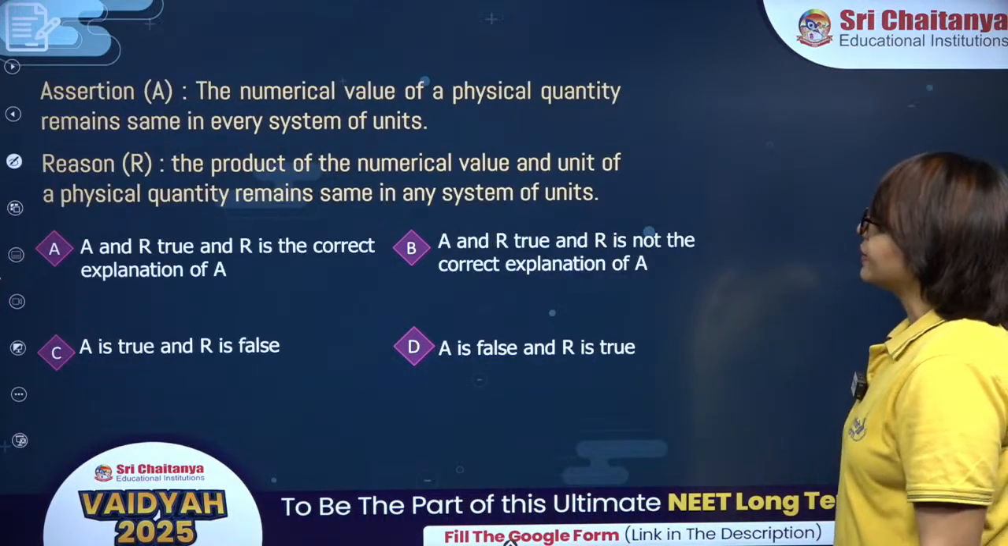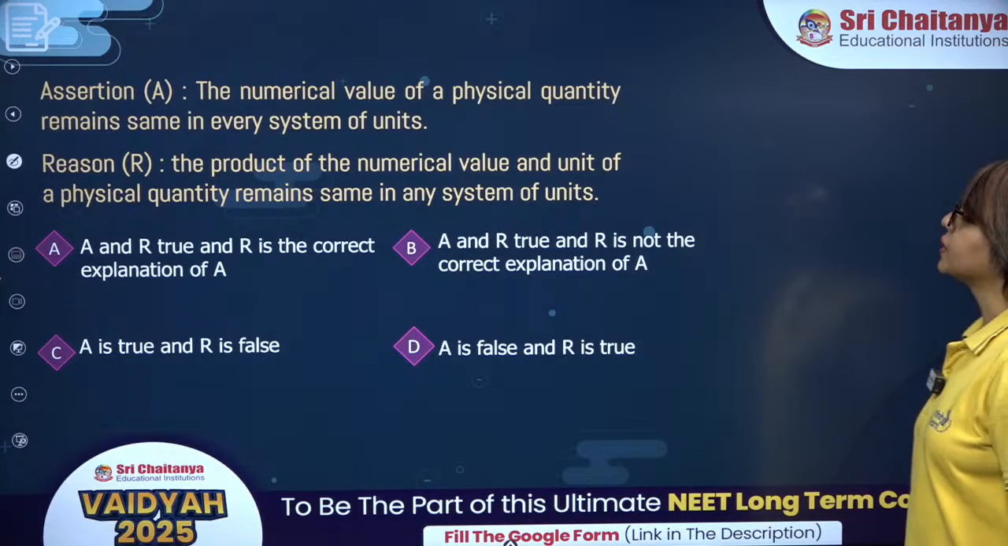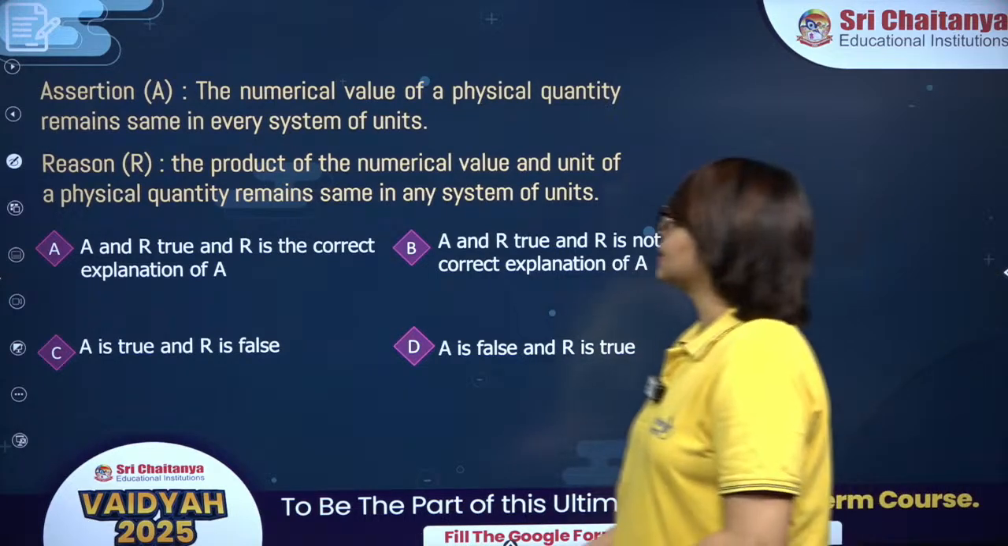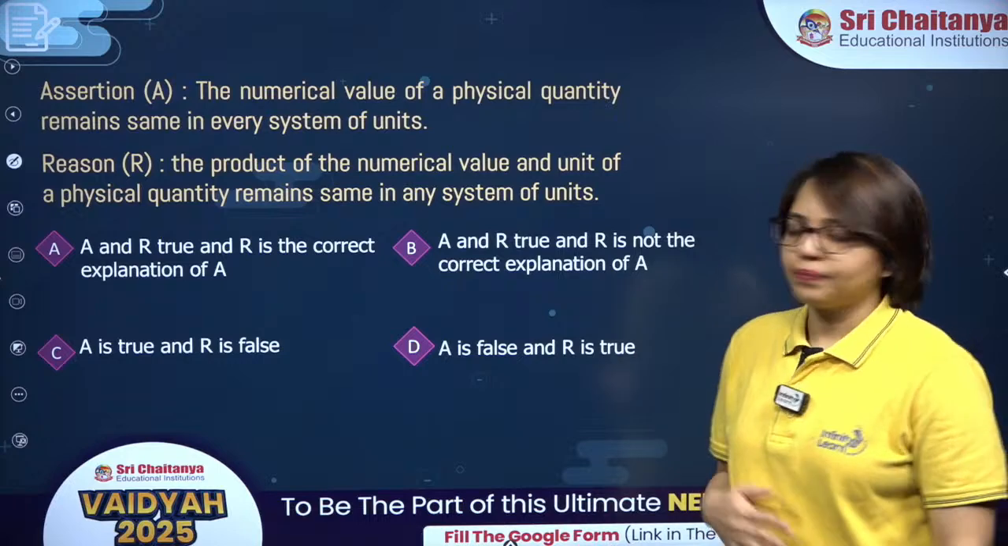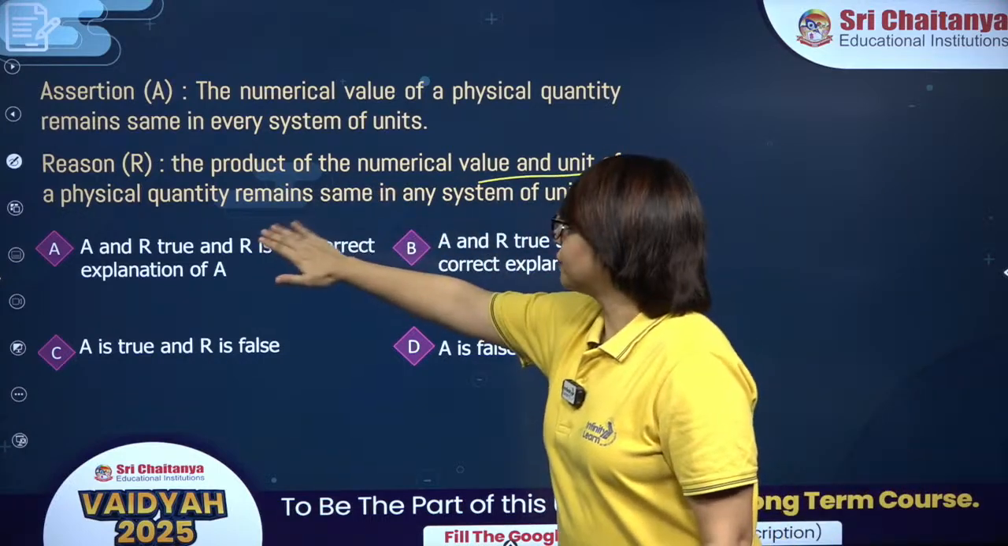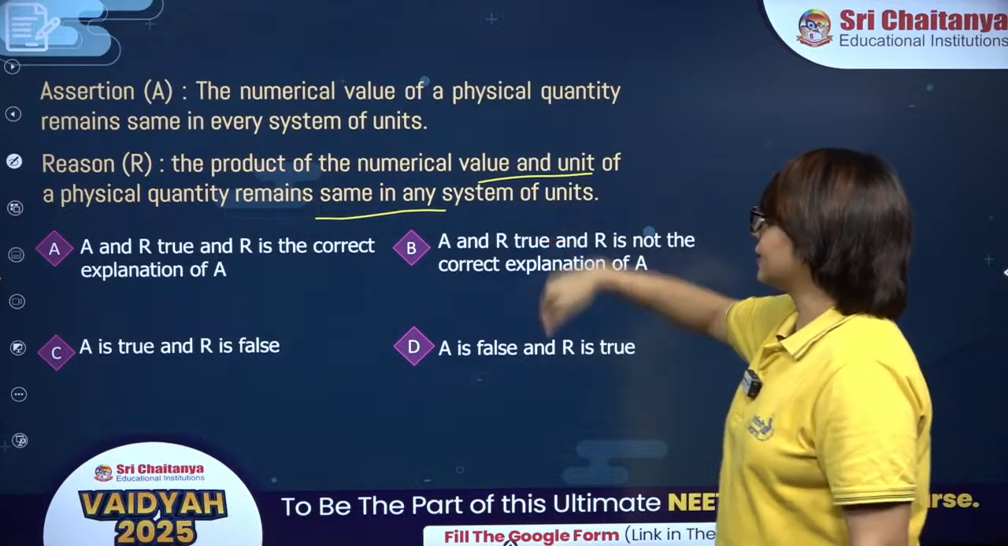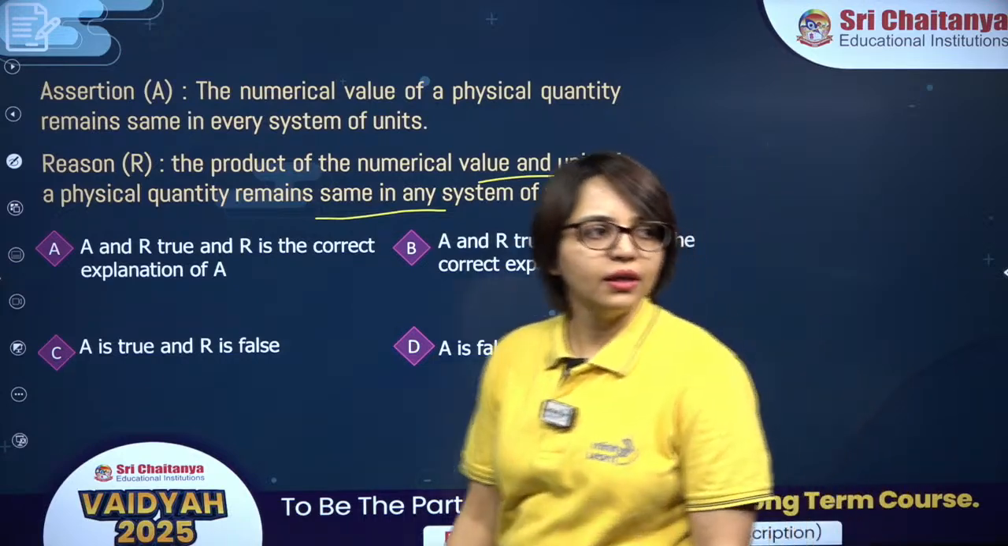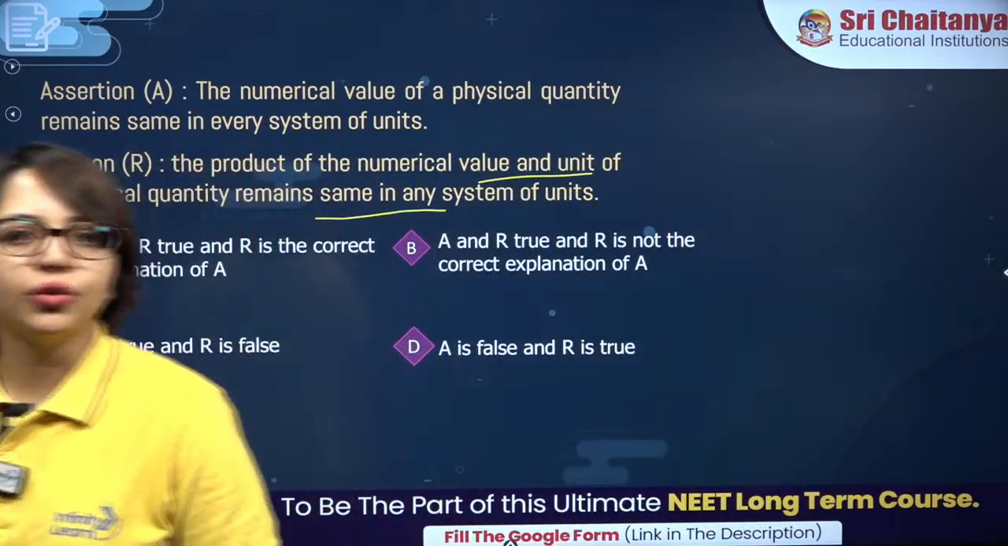Let's try this one. Assertion: the numerical value of a physical quantity remains same in every system of units. Reason: the product of the numerical value and the unit of a physical quantity remains same in any system of units. Try this one.